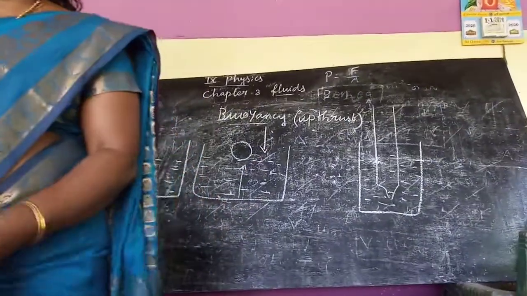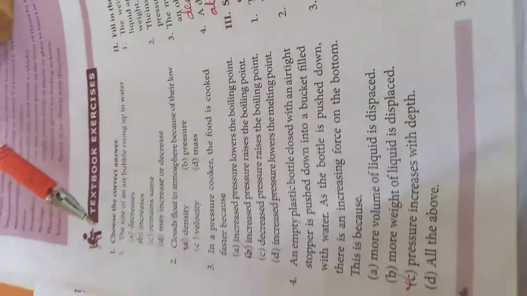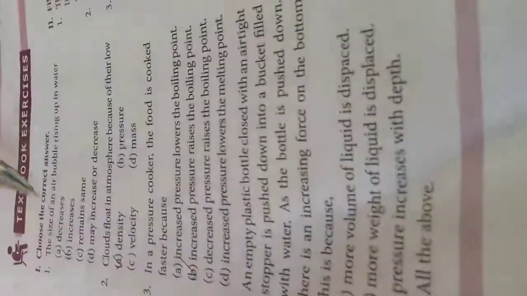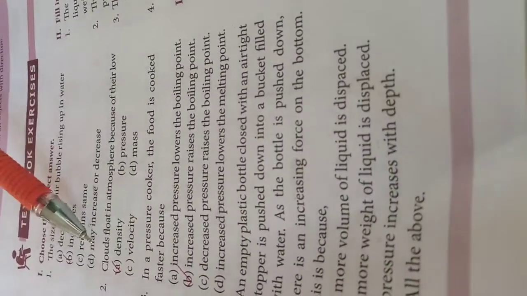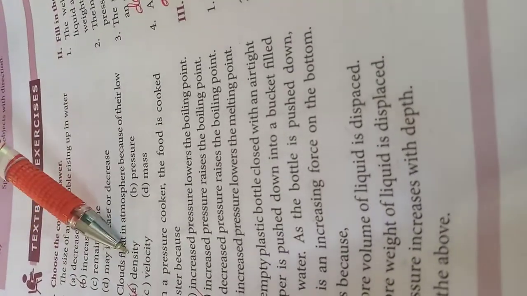Now take your book, all of you. First, choose the correct answer. First one, the size of an air bubble rising up in water. The answer is increases. Second one, clouds float in atmosphere because of their low density.